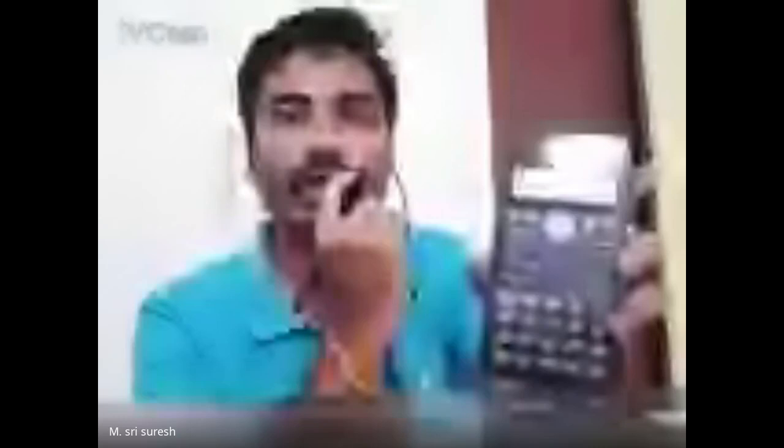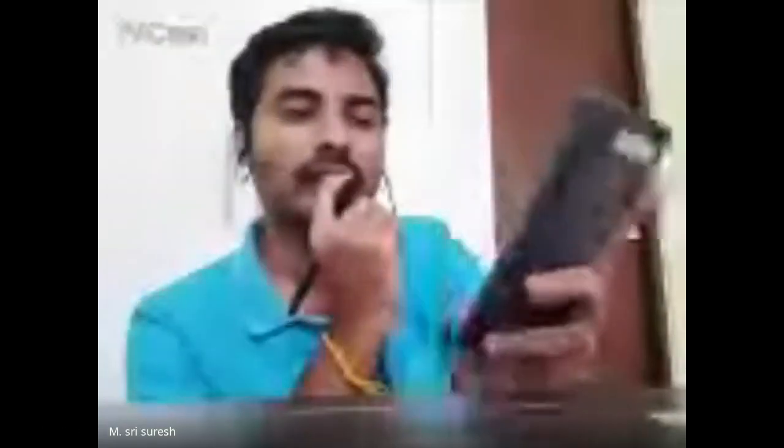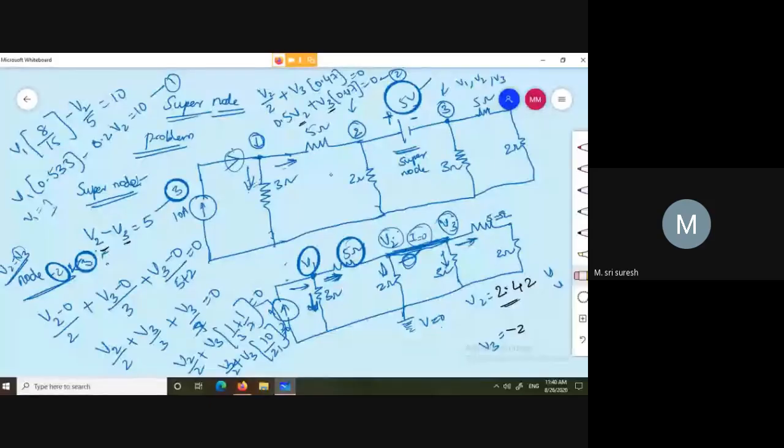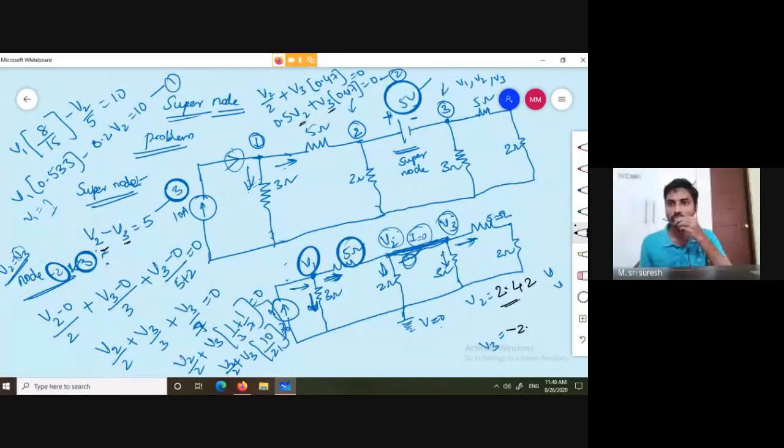So that you will get the x value and y value. X is nothing but the V2 value and y is nothing but the V3 value. Okay, in this way, you can do the calculations. The x value I got is 2.42. That means the V2 value is 2.42 and the y value is minus 2.57. So in this way you can do the calculation.